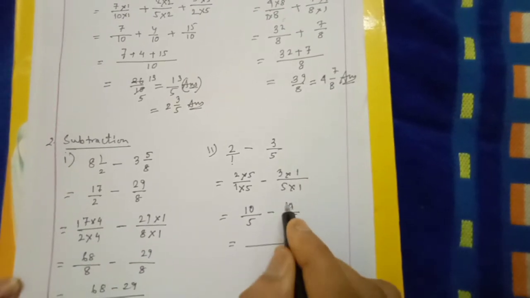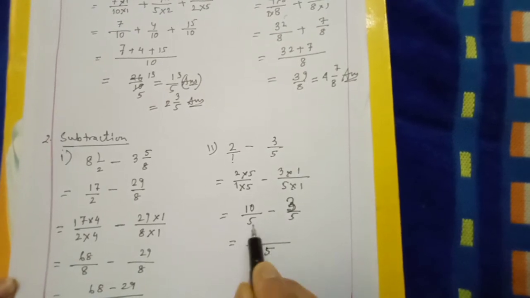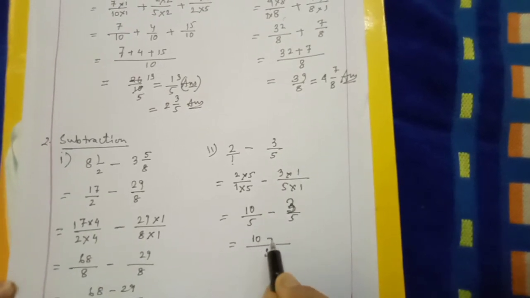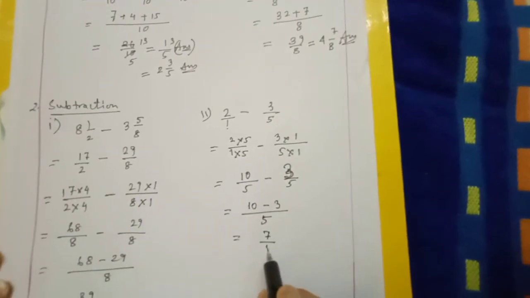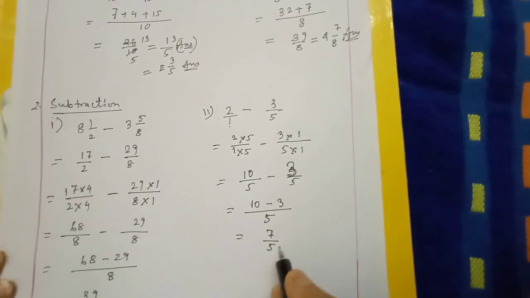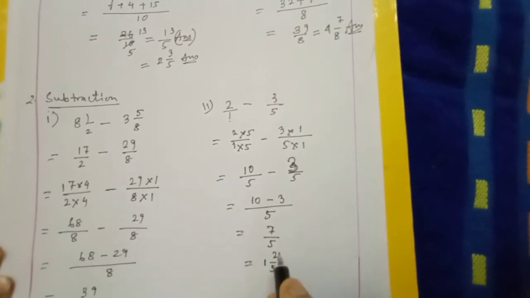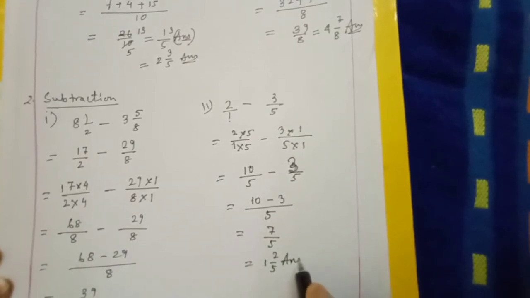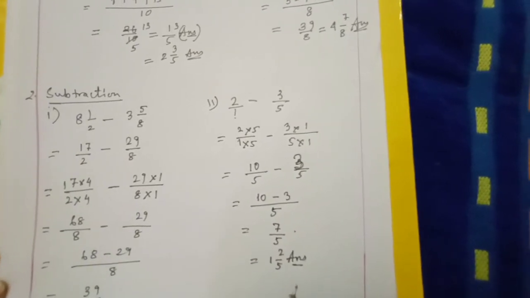Sorry, 3 by 5. Now the denominator becomes the same, 5, and 10 minus 3 will become 7 by 5. You can write your answer here, or as 5 1s are 5, 2 by 5, 1 and 2 by 5. You can write your answer here or here. Same thing. Now come to the multiplication.